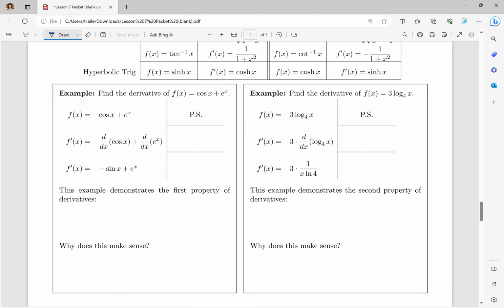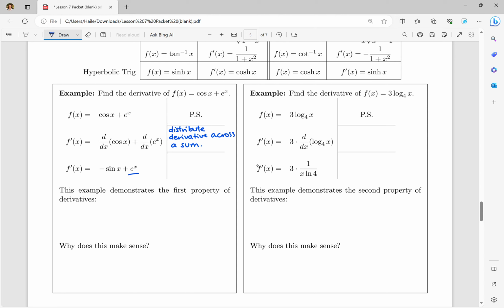So our first example is find the derivative of f of x is equal to cosine of x plus e to the x. So we start by writing our problem statement as usual. Our next step is to take the derivative of each part of this function. So we write f prime of x is equal to the derivative of cosine plus the derivative of e to the x. Okay, so what we've done here is we've distributed the derivative across a sum. Okay, and then we take the derivative of each of those terms, and so we get that f prime of x is equal to negative sine of x plus e to the x.